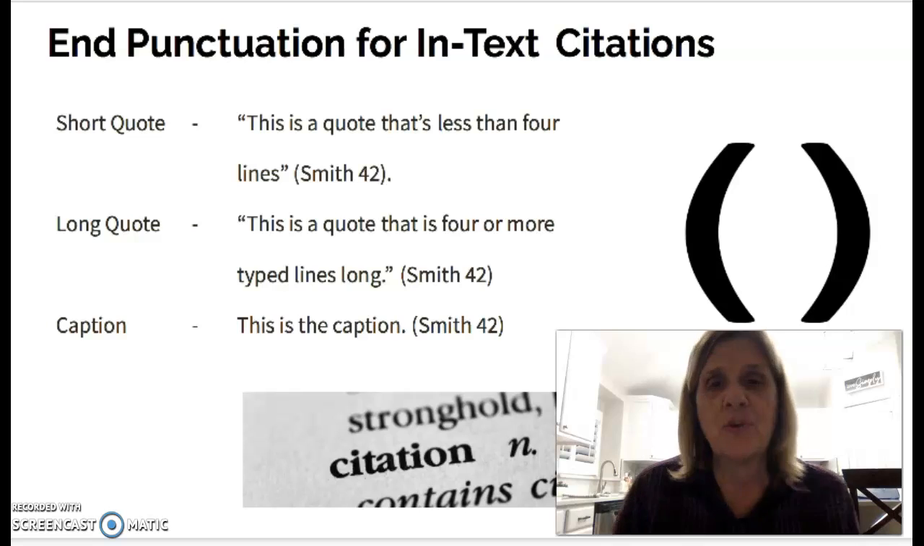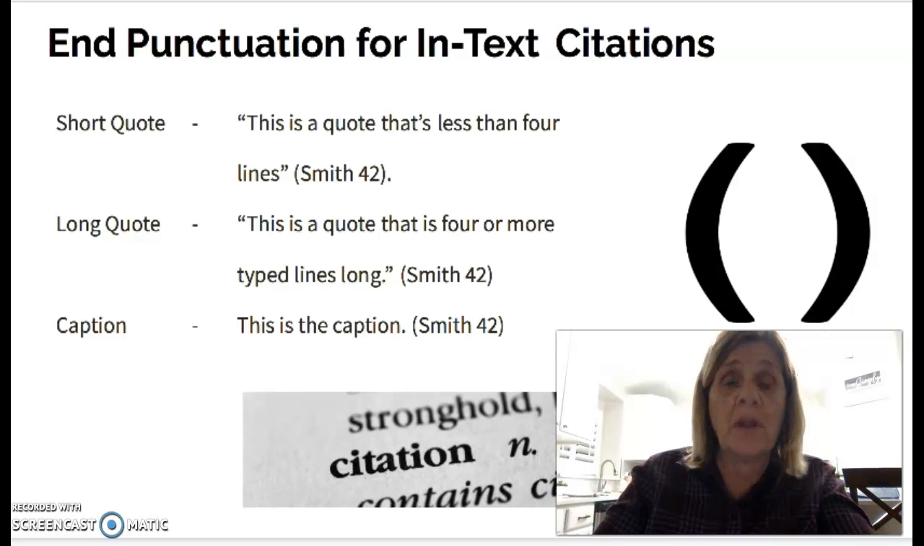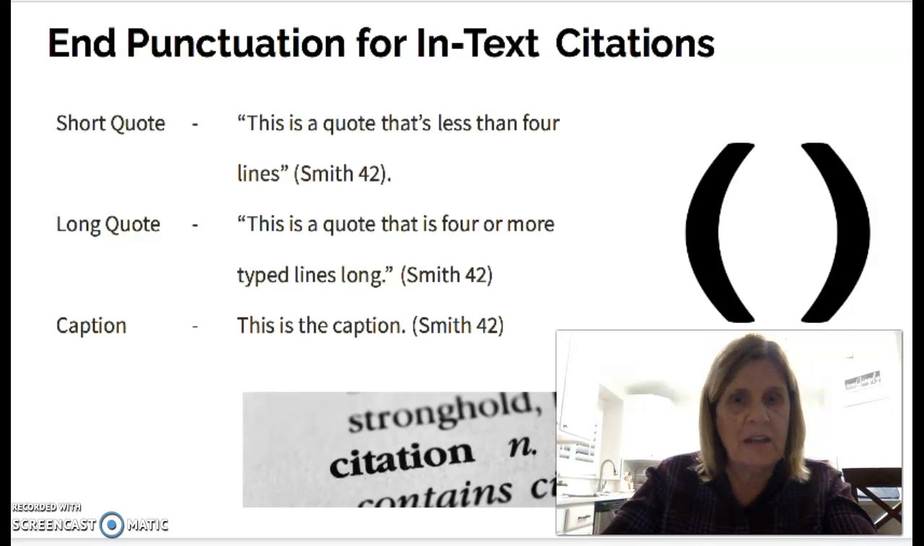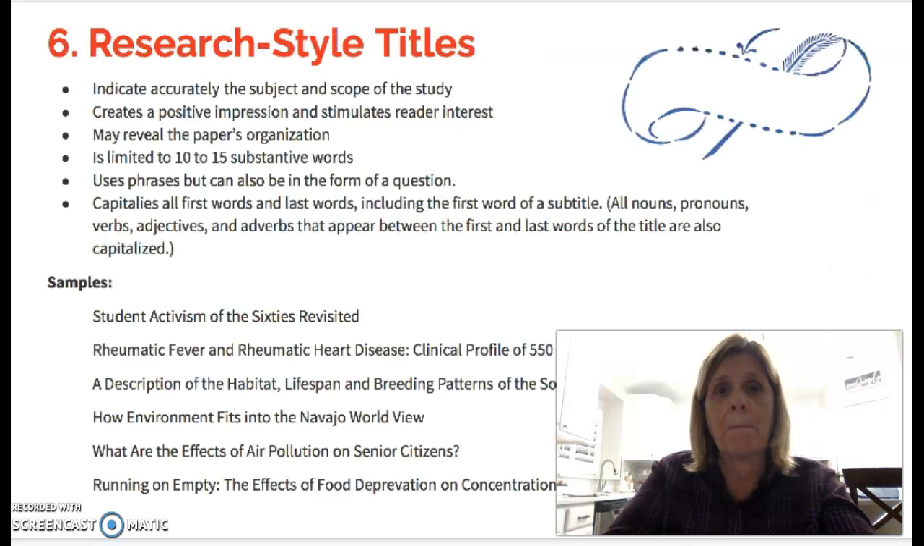This shows you the punctuation with the periods. If you're using a short quote, where you put the period. If you're using a long quote, notice it's in a different place. If you're using a caption under a picture, it shows you where to put the period before the citation. So this deals with where to put the period anytime you use parenthetical referencing within a research paper.